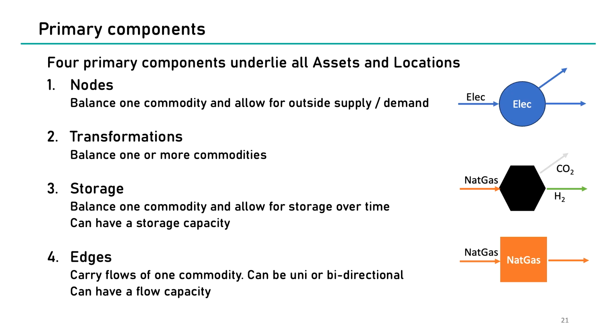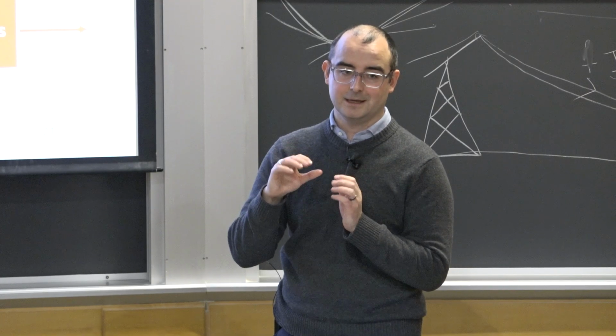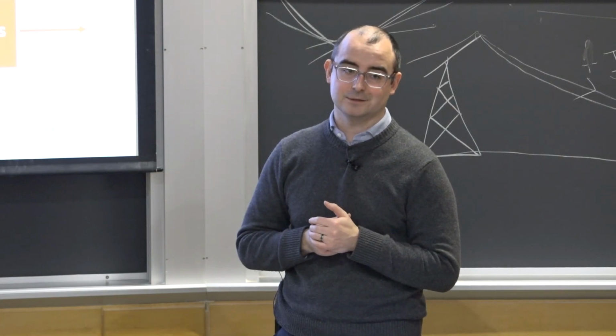So I said before that we have three kind of modeling components: the commodities, assets, and locations. Under the hood, the assets and locations are actually kind of secondary or composite components. They themselves are made up of four things. The first are nodes, and this is essentially a component that balances one commodity and allows for external supply or demand. So if you were to have your end-use consumers, your end-use consumers are essentially a collection of nodes for their demands, and you would have some amount of heat or steam or electricity coming in and just disappearing.